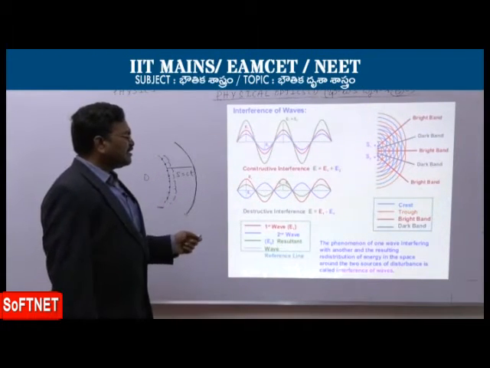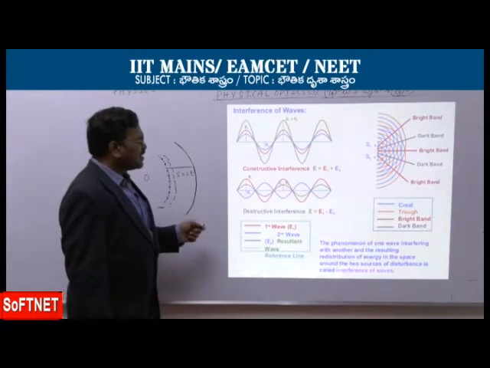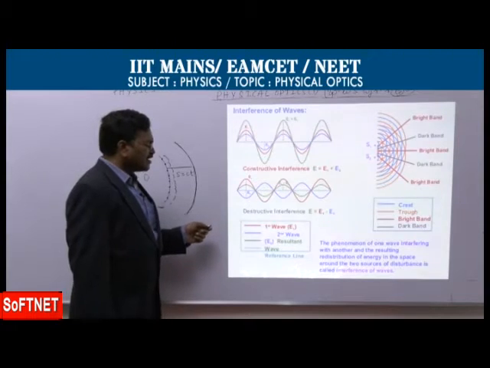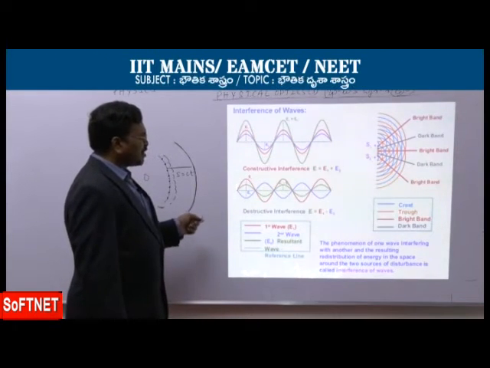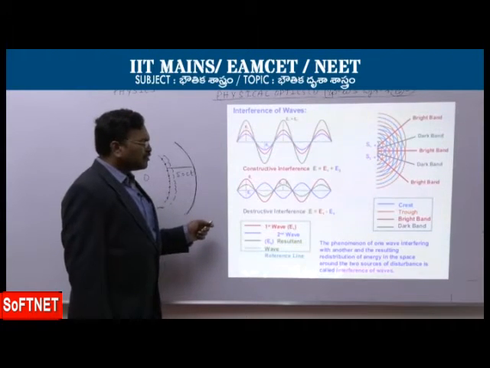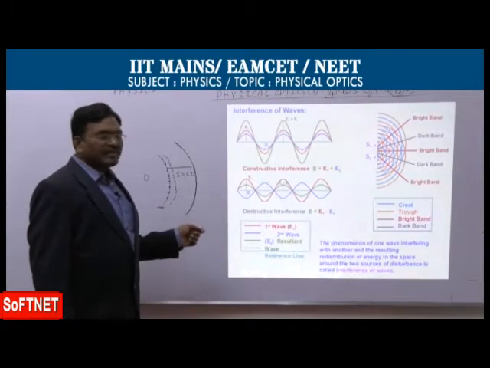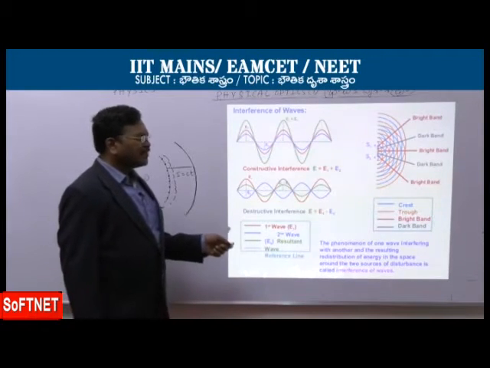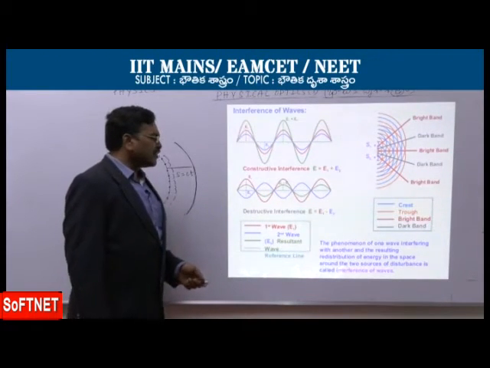And for destructive interference, these two are out of phase. The first wave is traveling along the positive x-axis, the second wave along the negative x-axis. At that time both are out of phase, so the amplitude becomes A1 minus A2 and the energy becomes E1 minus E2. Intensity is proportional to the square of the amplitude.